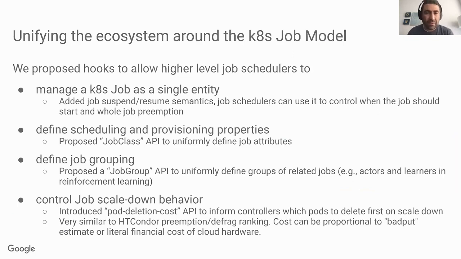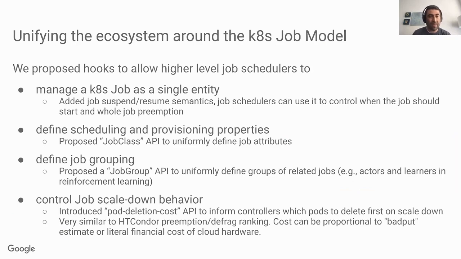Now here I'm discussing how we're addressing the second problem, which is unifying the ecosystem. So what we're proposing is hooks in the job model to allow higher level orchestrators to use the core job API as a building block.